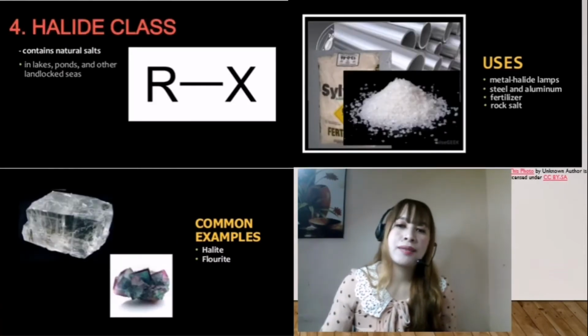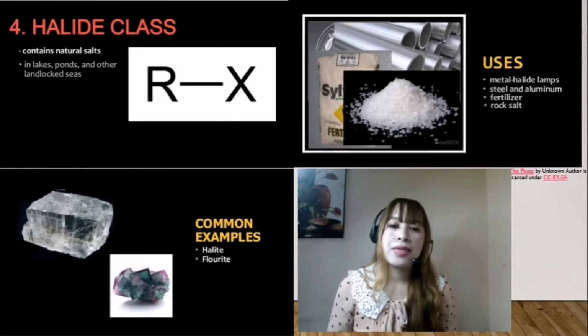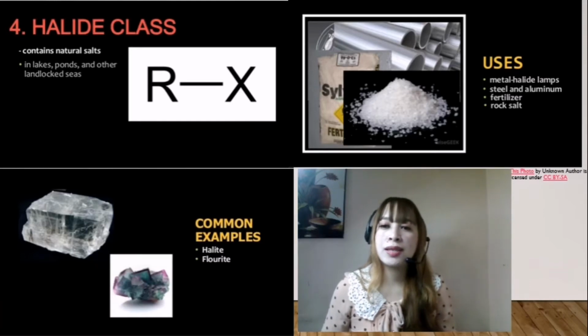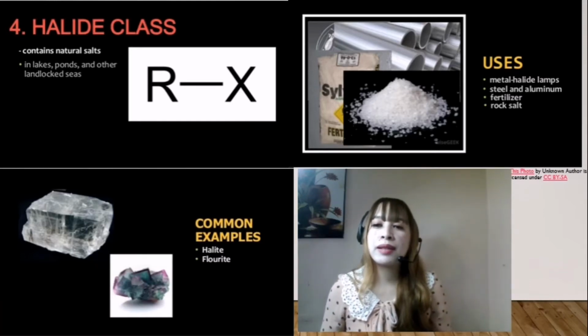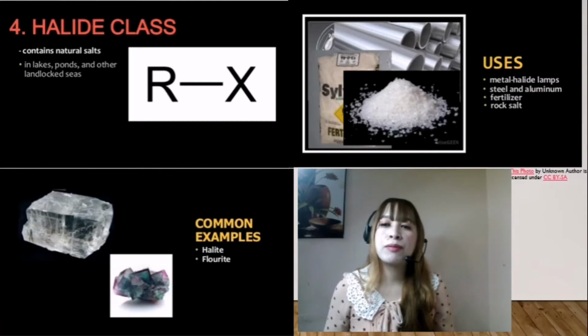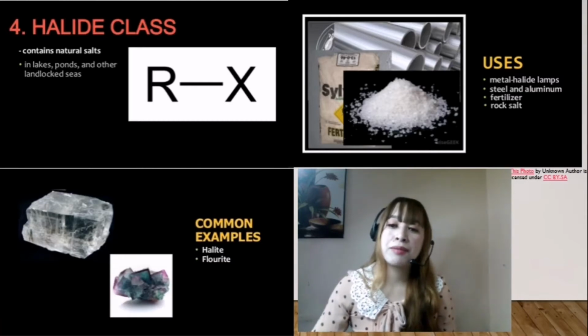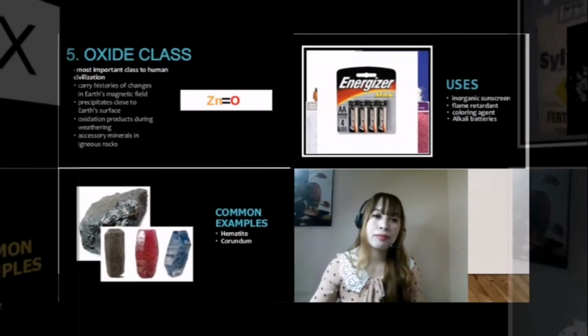Halide class is very common because they are the ones that contain natural salts. They are found in lakes, ponds, and other landlocked seas. The common examples are halite and fluorite, and these are the images that you can see. And the uses are metal halide lamps, steel and aluminum, fertilizer, and the common rock salt that we use.